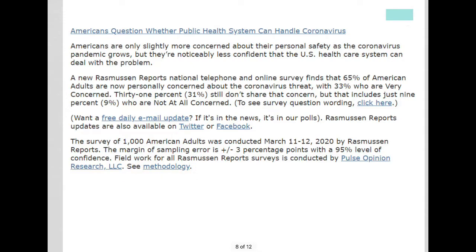So let me mention a few things that they did. They went ahead and told us what, obviously, their report was about. They told us the percentages of their findings. So they basically told us that 65% of Americans are now personally concerned, with 33% very concerned. And obviously it gives a few more things there. But down here, it tells us that they surveyed 1,000 American adults. Well, that's a large sample.